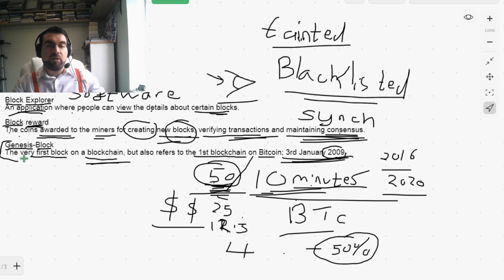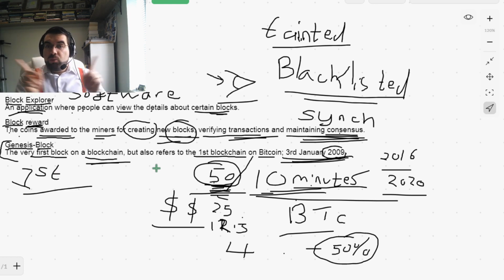But the Genesis block is the very first block that came into existence. No matter which blockchain it is, but normally referred to the first Bitcoin blockchain on the 3rd of January 2009.